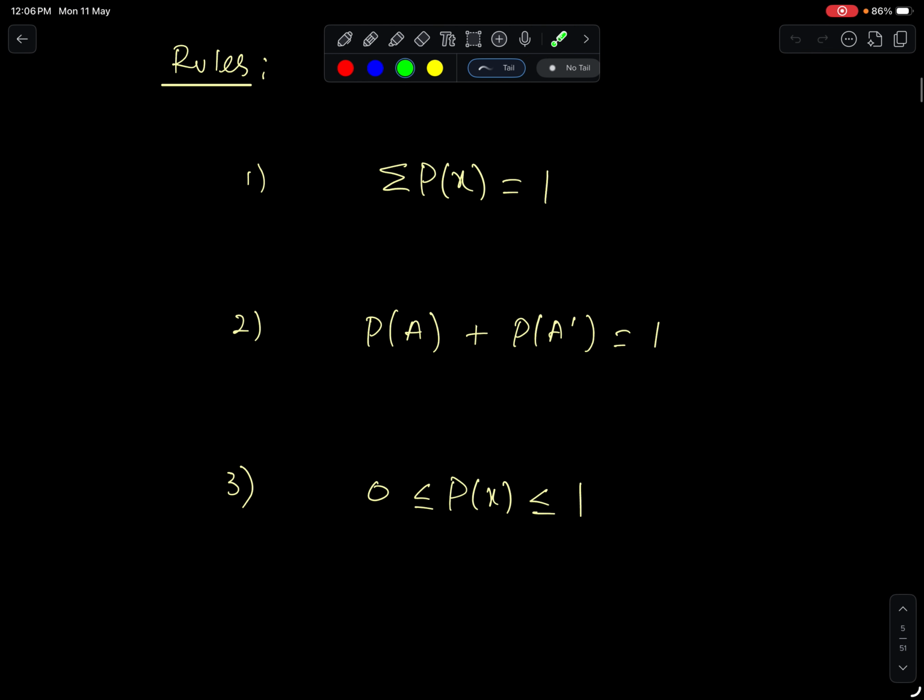These are the probability rules. You must know these rules. Total probability is always 1. Probability of A plus probability of not A is 1. Probability always lies between 0 and 1 inclusive.